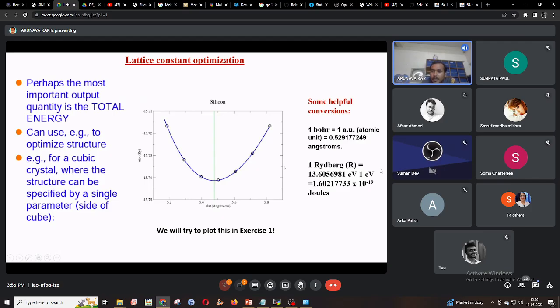But here you need to use some conversion. It is in the Bohr unit, but here it is plotted in angstrom units. So you can change it very easily.